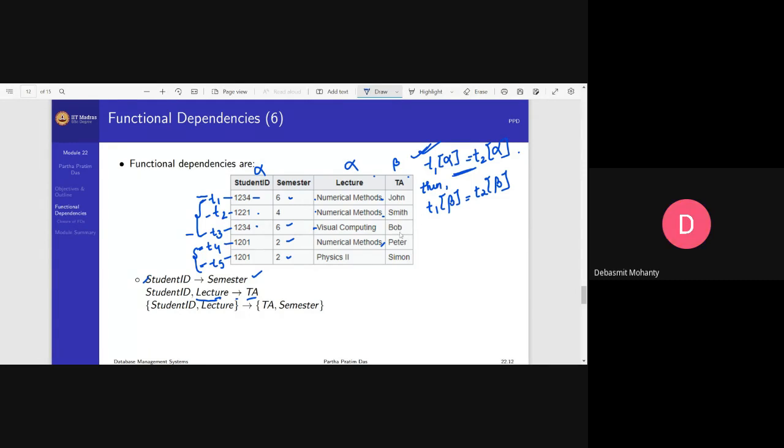Yes, in the second example, when we take student ID and lecture, every tuple is unique. The combination appears only once. Yeah, that's right.